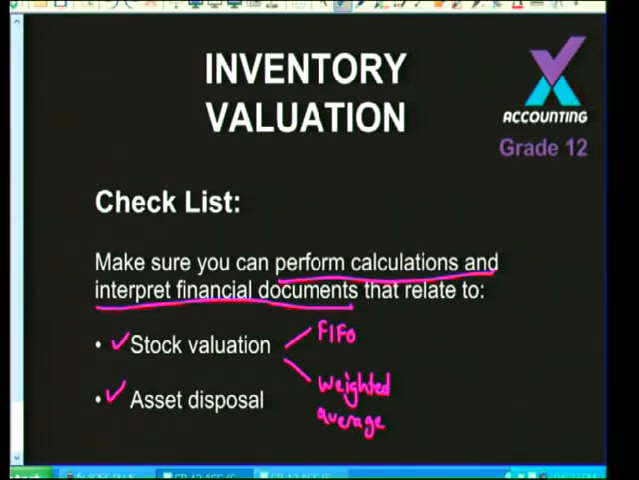In particular, with FIFO and weighted average, the questions usually ask you to calculate three main things. They usually ask you to calculate the closing stock. Secondly, they would ask you to calculate the value of your cost of sales. And thirdly, you could be asked to calculate the gross profit.